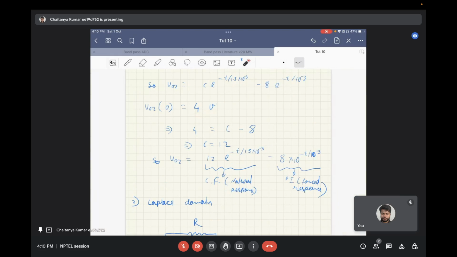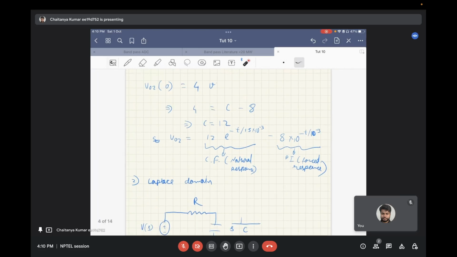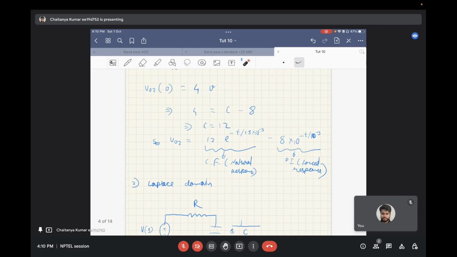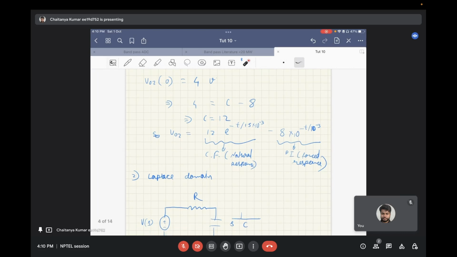So at t equal to 0, these two exponentials go to 1. And from there we get 4 equal to C minus 8, so C equals 12. The final answer that we get is 12 into e to the power minus t by 1.5 milliseconds minus 8 into e to the power minus t by 1 millisecond. This part is the complementary function, that is the natural response, and the other part is the forced response.